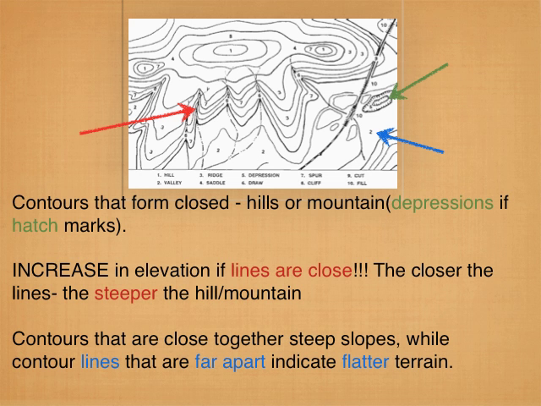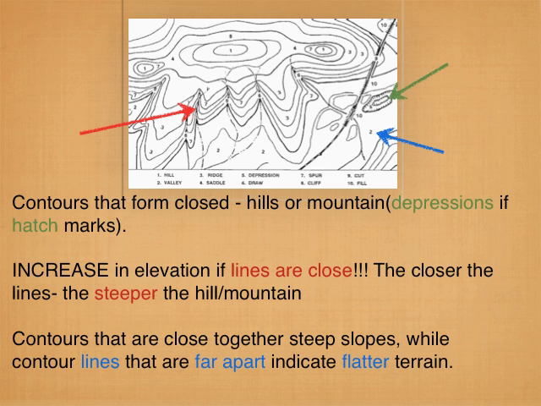This one's got some different colors in it. I changed it from when we took notes to hopefully help people understand a little bit. Contours that form closed lines are usually hills or mountains. The depression marks on this map, if you look at the green arrow, the depression is marked with the hatch marks, the little kind of teeth marks. So that shows a decline in elevation.